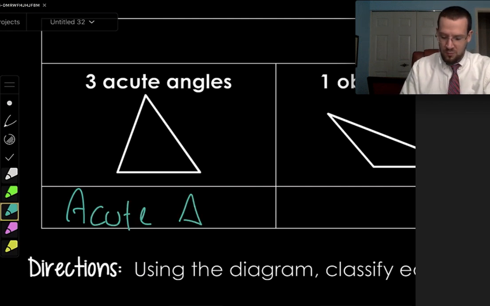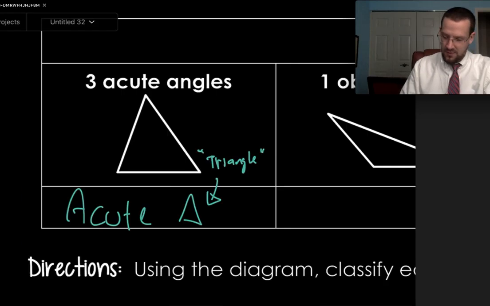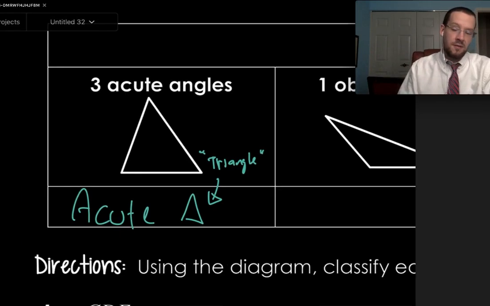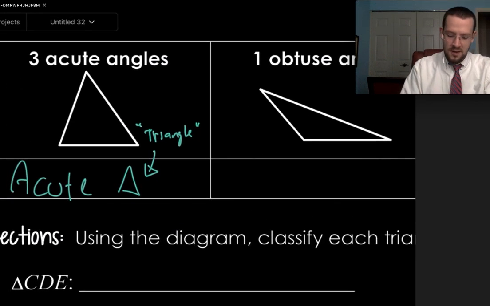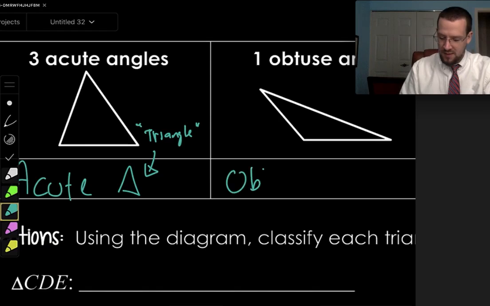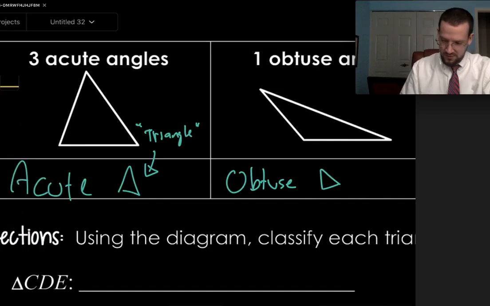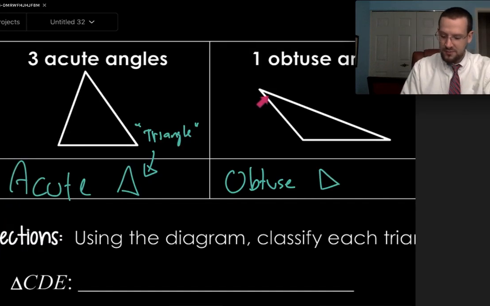Notice the word for triangle is the sign for triangle, right? So this is triangle. Duh. Right? So if there are three acute angles, if all angles are acute, then the triangle is acute. However, if there is one obtuse angle, then it is an obtuse triangle. So again, a little triangle. If there's one obtuse angle, then it is an obtuse triangle. But notice obtuse triangles have two acute angles. So to be an acute triangle, they all must be acute.